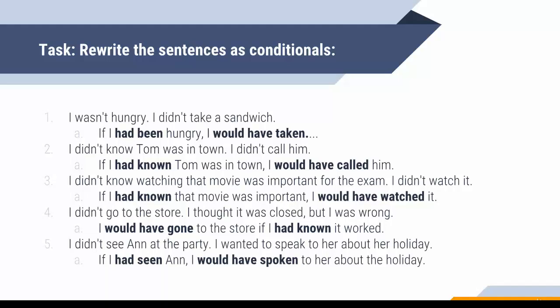4. Careful here. I didn't go to the store. I thought it was closed, but I was wrong. I would have gone to the store if I had known it worked. You are changing the places of the if structure. I didn't see Anne at the party. I wanted to speak to her about her holiday. Conditional: if I had seen Anne, I would have spoken to her about the holiday.